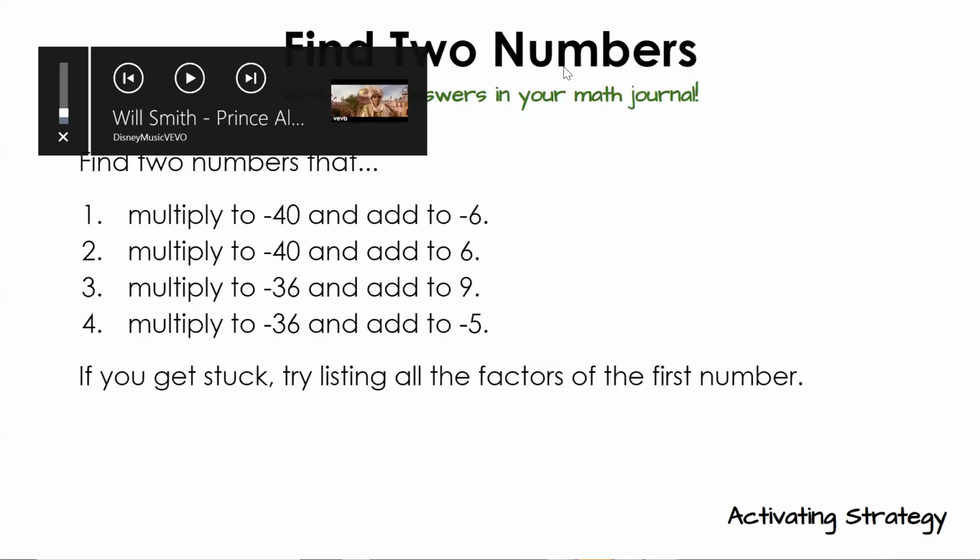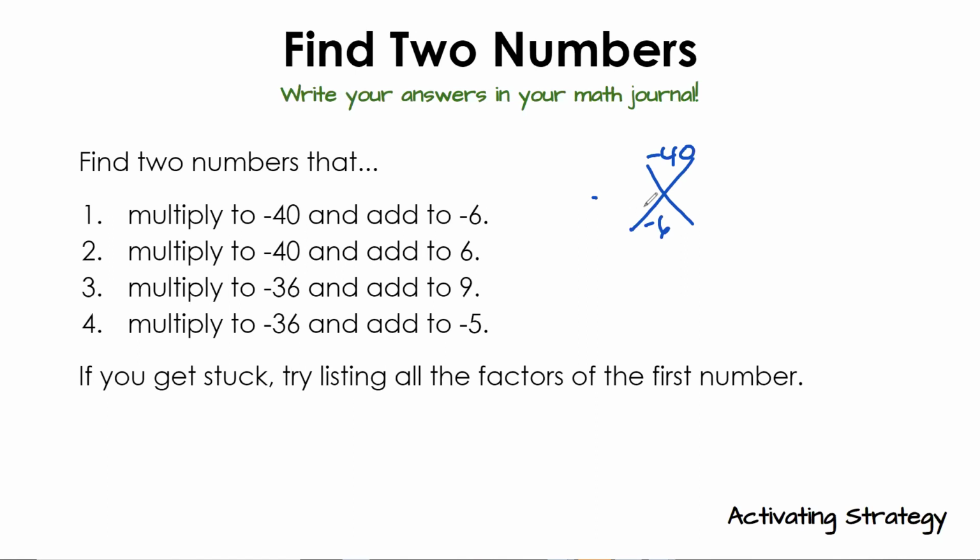Okay. So multiply to get you negative 40, but add together to get you negative 6. What did you come up with? What factors of 40? We got 1 and 40, 2 and 20, 4 and 10. Can I add those together and get 6? Yeah, that's 4 and negative 10.